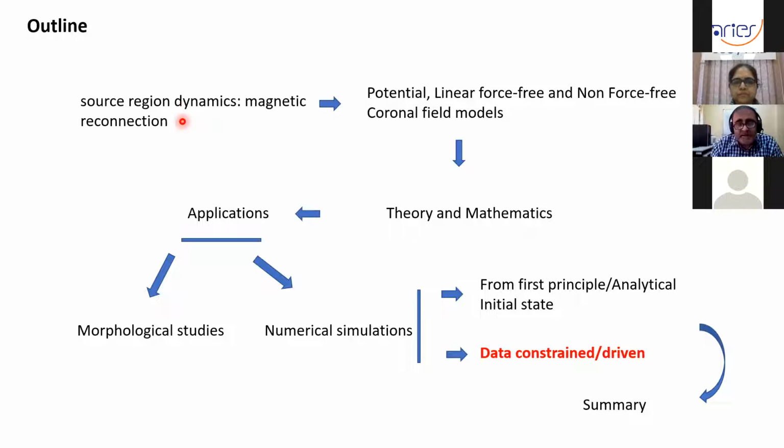Now in the application, you will see that these coronal magnetic field lines, once constructed, can either be used for morphological studies. By morphological, I mean what is the shape, what is the magnetic helicity, what is the twist, such kind of studies, which are basically static studies. There is no dynamics involved.